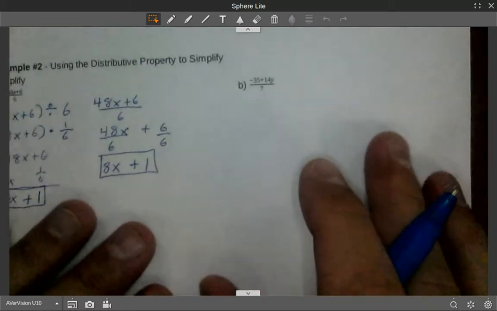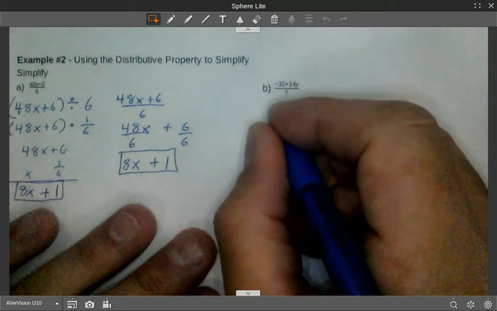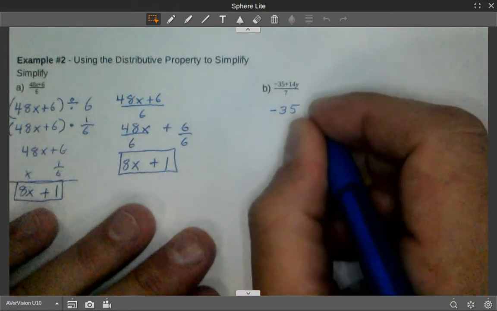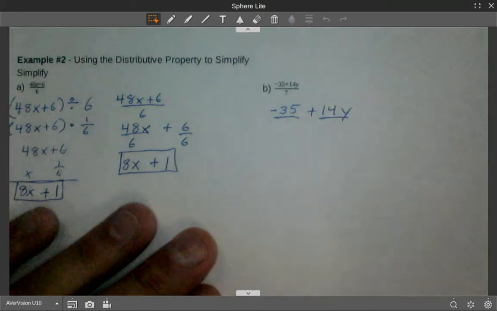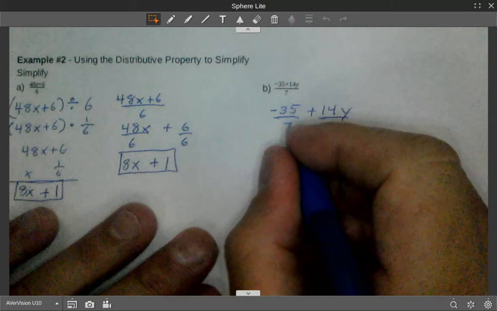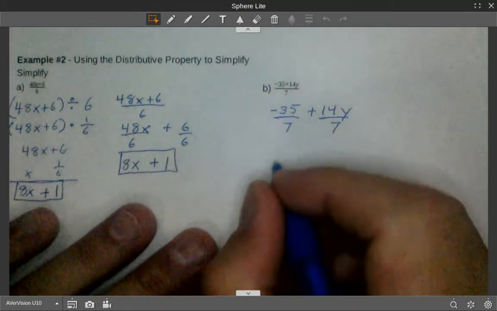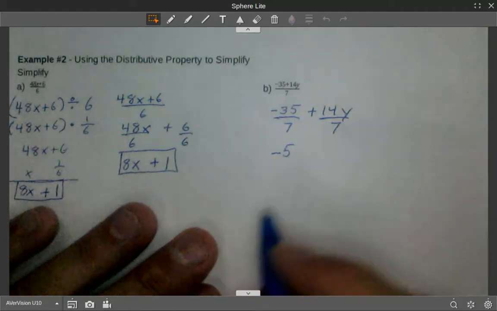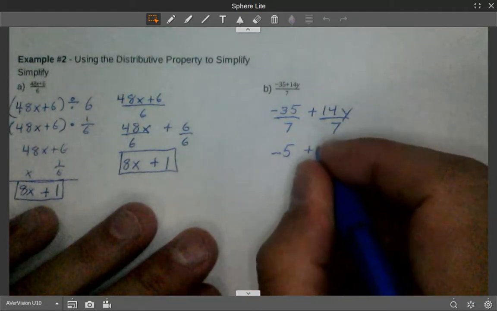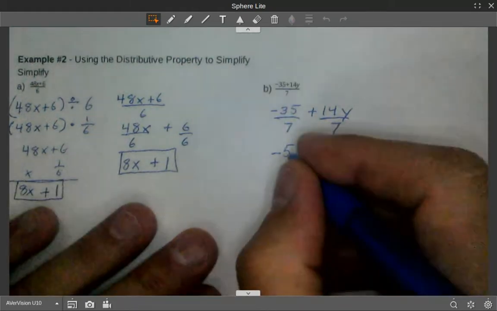Let's try the next one. On the next one, I'm going to do that same method. What I like to do is break it up into two parts. Negative 35 plus 14y. This is all being divided by 7, so I'm going to divide this by 7 as well. So negative 35 divided by 7 is negative 5. 14y divided by 7 is 2. Don't forget your variable, 2y. There's your answer.